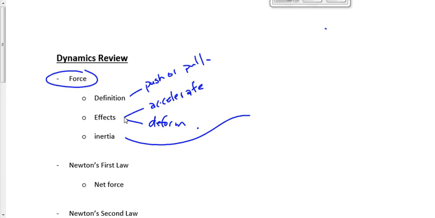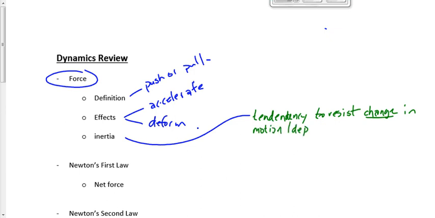Whereas inertia depends only upon, no. Shape doesn't factor into it. Inertia depends only upon mass, yeah. So we'll say it's the tendency to resist, not resist motion, resist a change in motion. And it depends on mass.